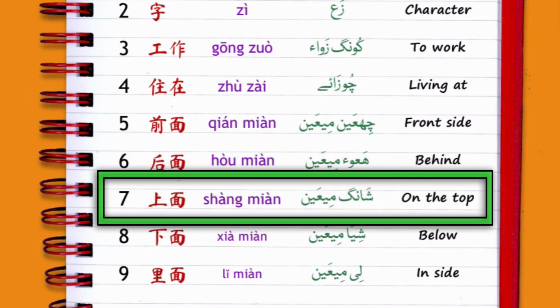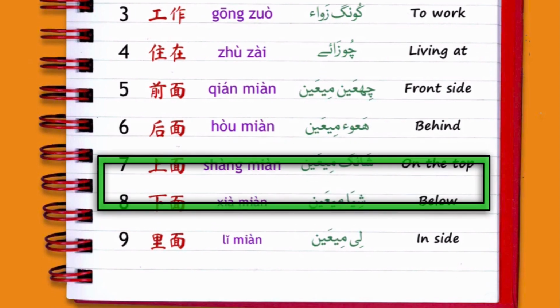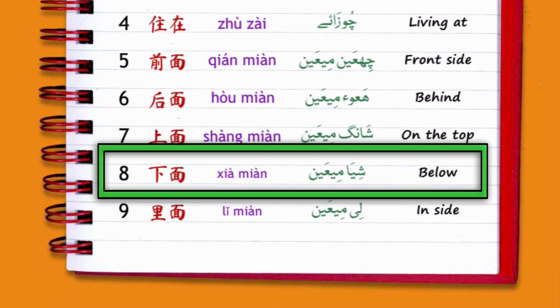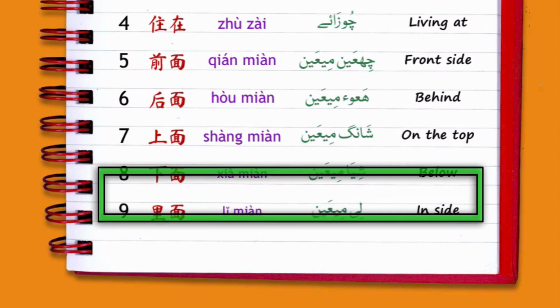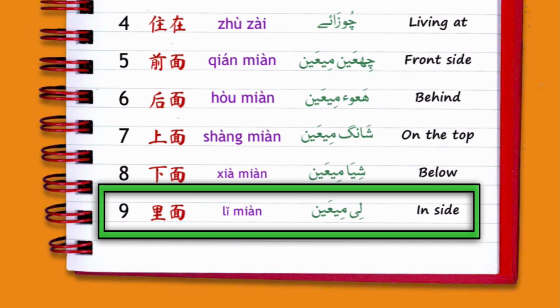Number 7, 上面. 上 means up and 面 means side. 上面 means on the top, on the upside. Number 8, 下面. 下 means down. 下面 means downside, below. Finally, number 9 is 里面, which means inside.